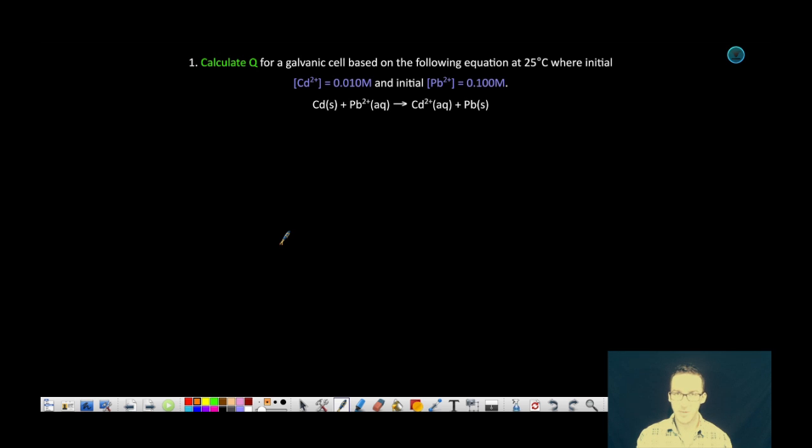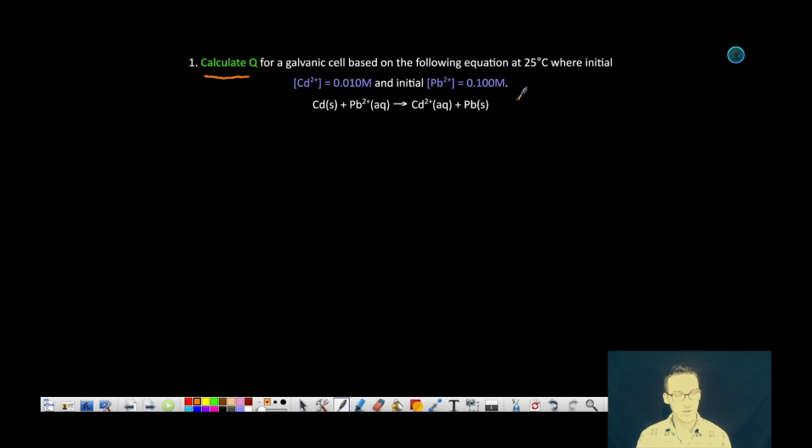All right, so just a couple of really quick problems here to help us see how we're going to tie in some of that information from equilibrium to electrochemistry. As you take a look at this first question, it's going to ask us to calculate Q, or that reaction quotient, for a galvanic cell based on the following equation at 25 degrees Celsius, where initial concentration of the cadmium ion is 0.010 molar and initial concentration of the lead-2 ion is 0.1 molar.